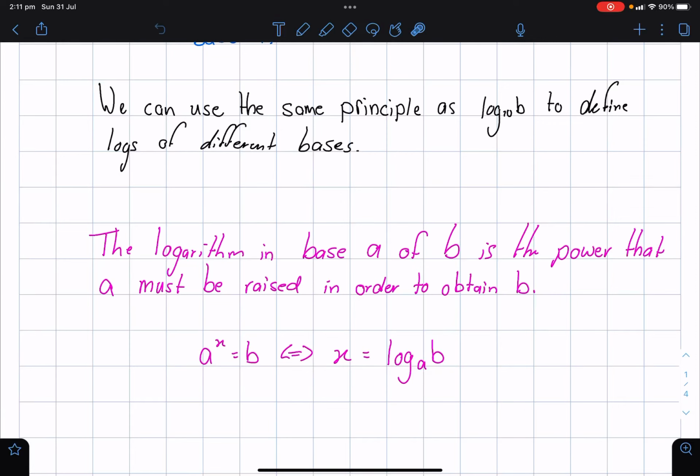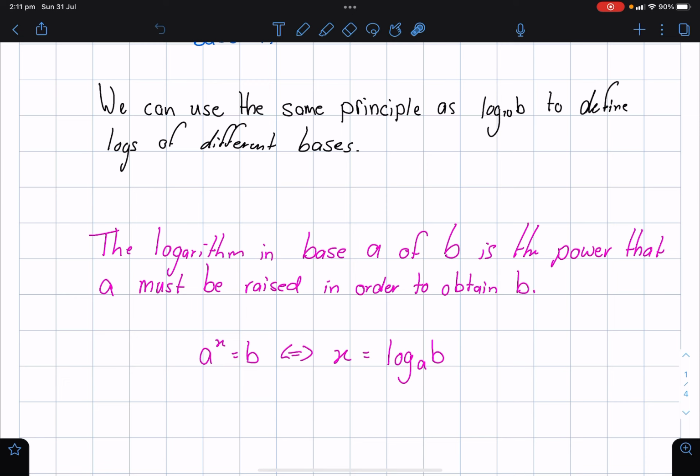So today we're going to continue on with our logarithms, but last time we kind of just focused on logs in base 10. What we're going to do today is extend that to the log of base of any number a, okay? So we can use the same principle as log in base 10 of b to define logs of different bases.